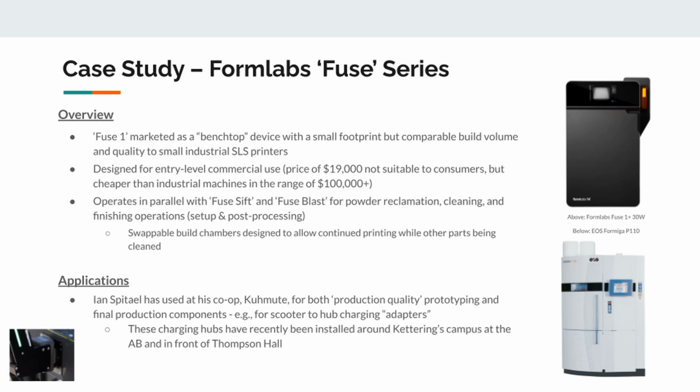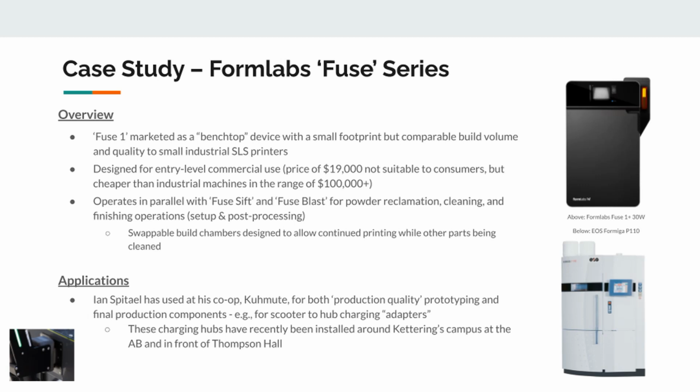The other entry in the Fuse lineup, the Fuse Blast, is a newer offering that automates the sandblasting step of post-processing in SLS. This not only cuts down on the manual labor involved in the SLS process, but also helps ensure a more uniform surface finish compared to parts blasted by hand.